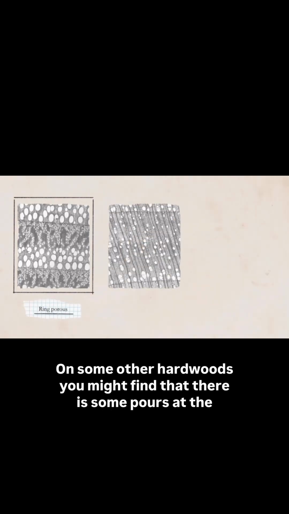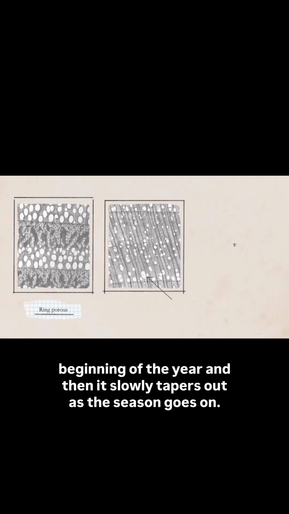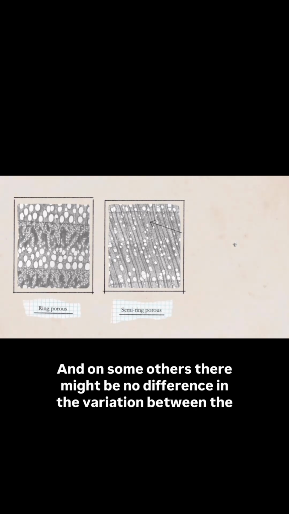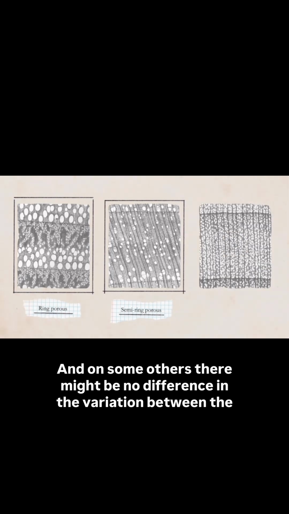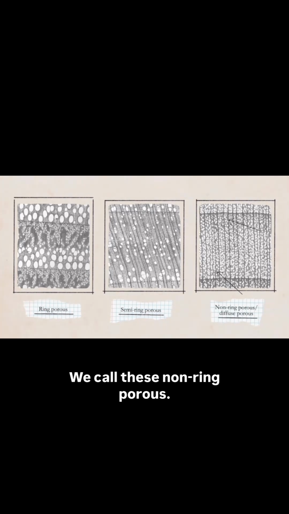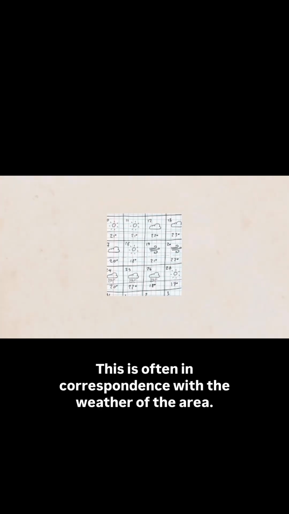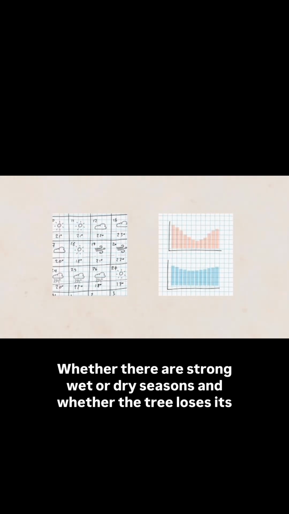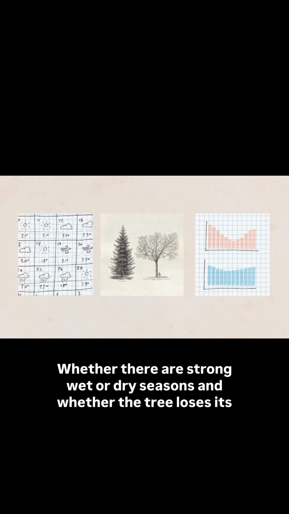On some other hardwoods, you might find that there are some big pores at the beginning of the year, and then it slowly tapers out as the season goes on. We call this semi-ring porous. And on some others, there might be no difference in the variation between the vessels and fibers throughout the whole year. We call these non-ring porous. This is often in correspondence with the weather of the area, whether there are strong wet or dry seasons, and whether the tree loses its leaves or not.